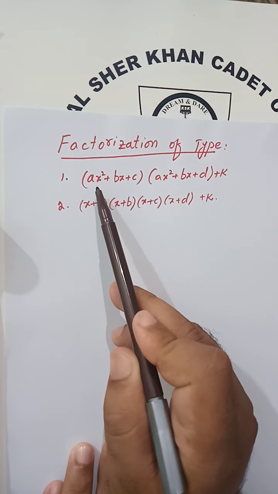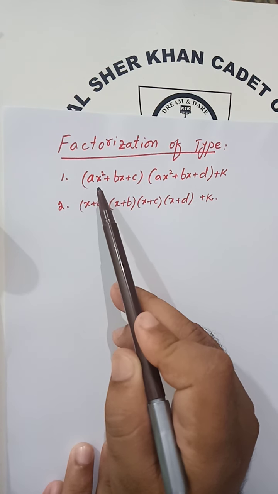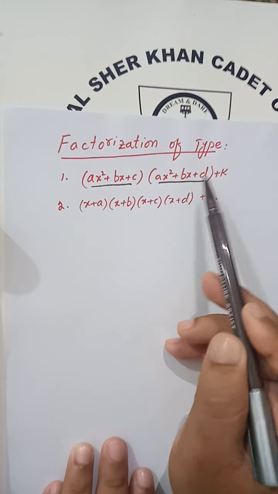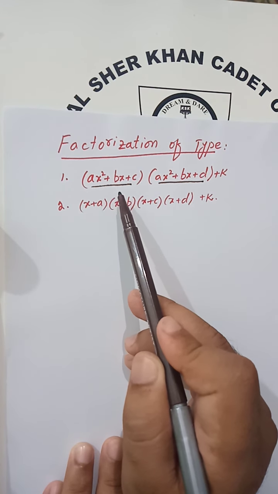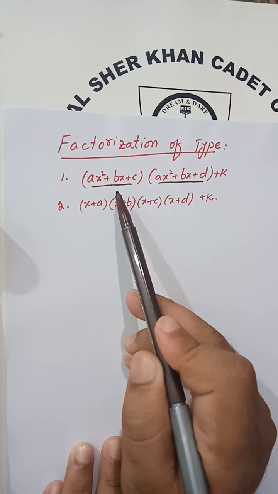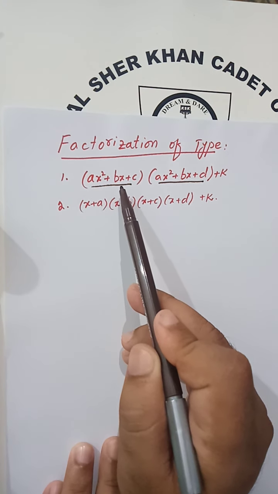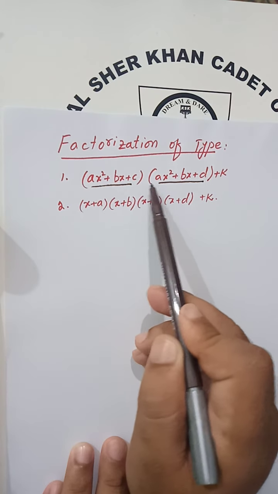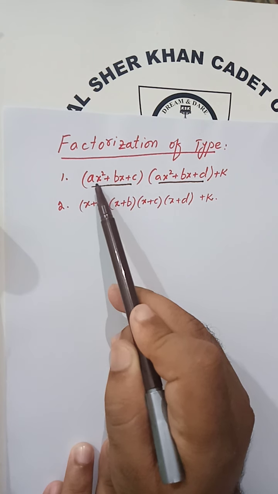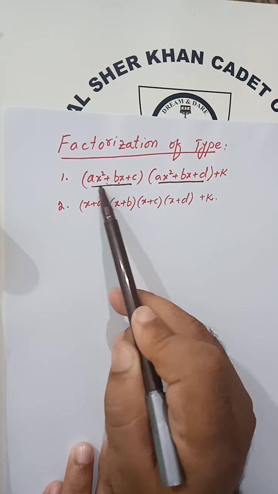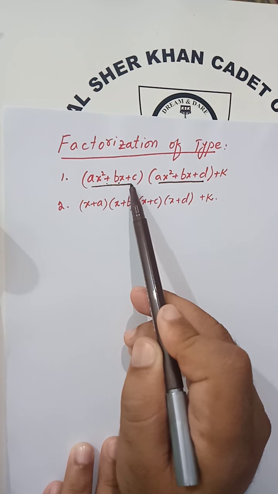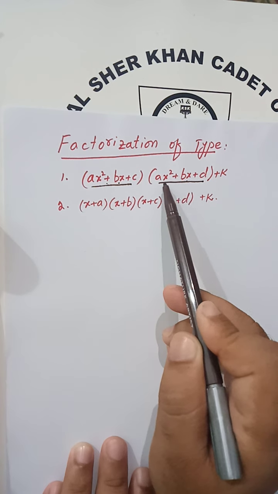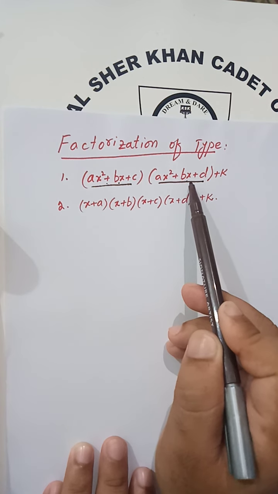there are two quadratic algebraic expressions in product. You see that this is the first one and this is the second one. If you look at both these quadratic algebraic expressions, the first two terms in both are the same in the product: ax² + bx, the first two terms of this quadratic expression, and ax² + bx, the first two terms of this quadratic expression, are the same.